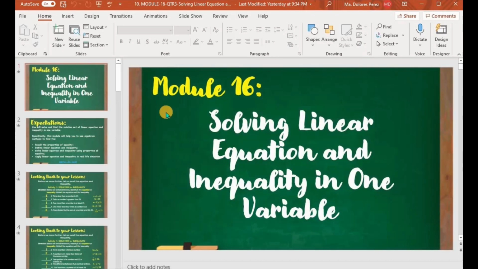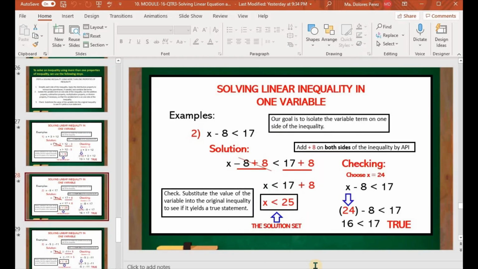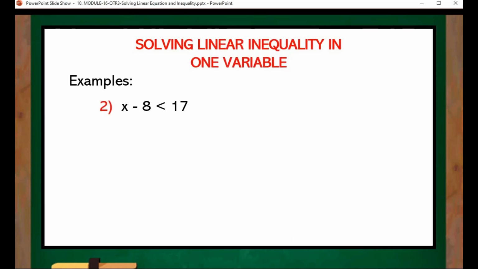Jump ulit tayo dun sa inequality. Pangalawang example. Same ulit sila. Same problem. X minus 8. This time, pinalitan yung equal sign ng inequality symbol. Less than naman ngayon. Okay? So, same process. Eliminate. Isolate the variable on the other side. Okay? So, x minus 8 is less than 17. Negative 8 siya, para mawala siya sa tabi ni x, positive 8. Okay? Then, eliminate natin.